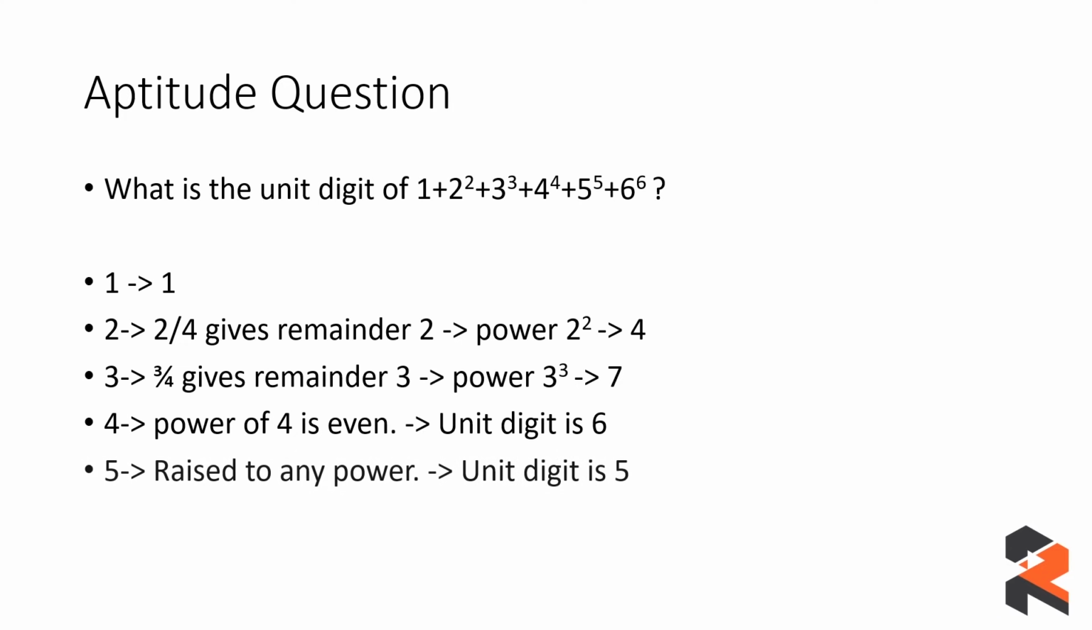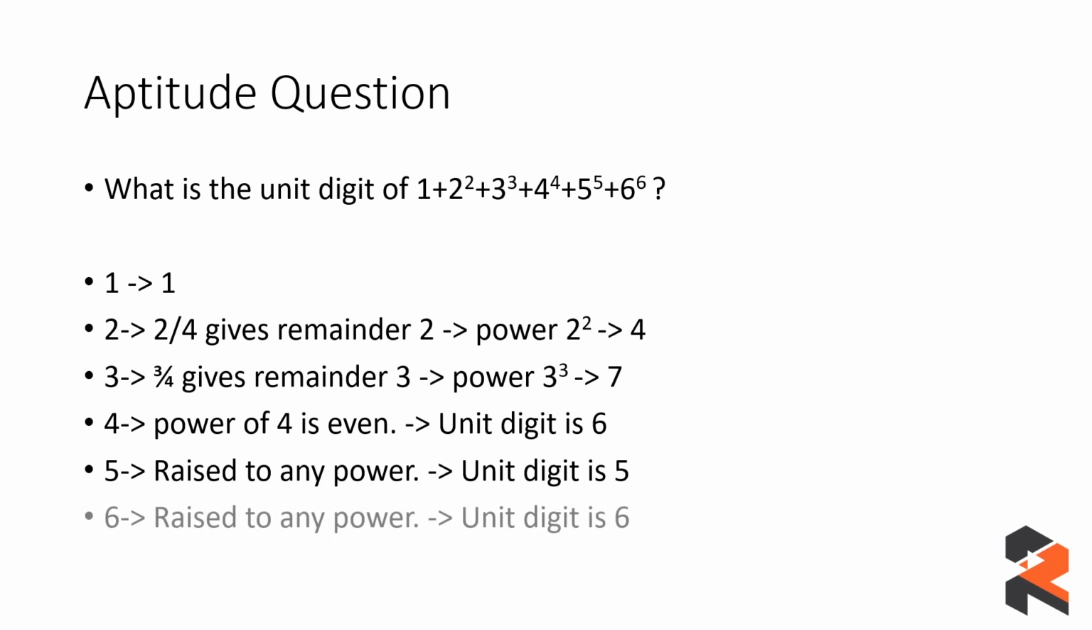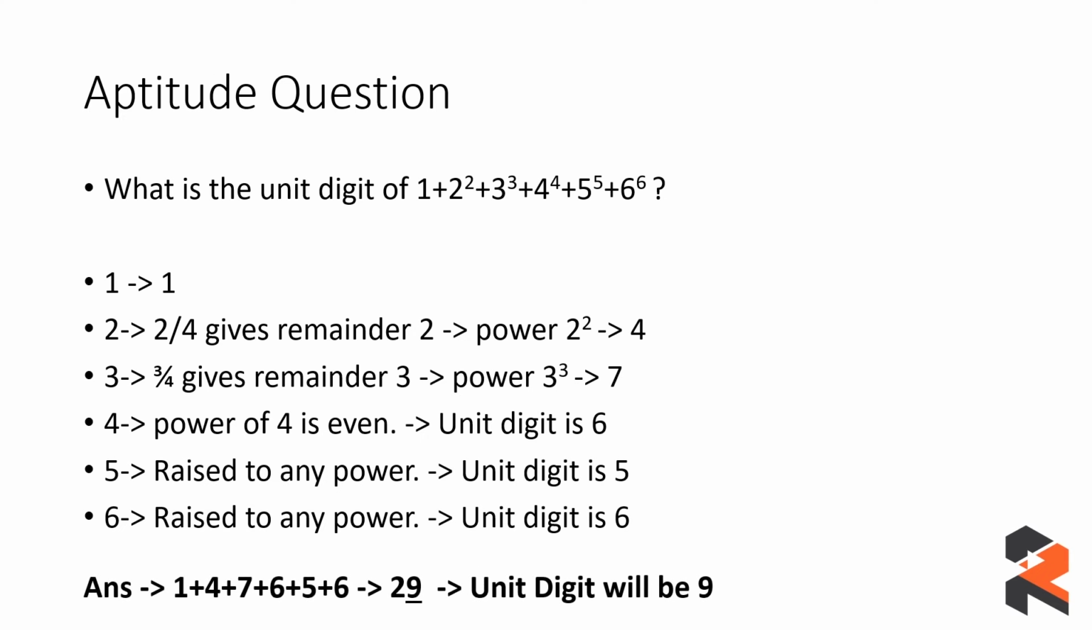Then we have the number 5. So anything raised to the power 5, where the condition is that the power should be positive, your unit digit will always be 5. And similarly, this will also be the case for the number 6. So you have the unit digit of all these calculations, so you just have to perform the sum, and the sum comes out to be 29, whose unit digit is 9. So your answer will be 9 in this case.